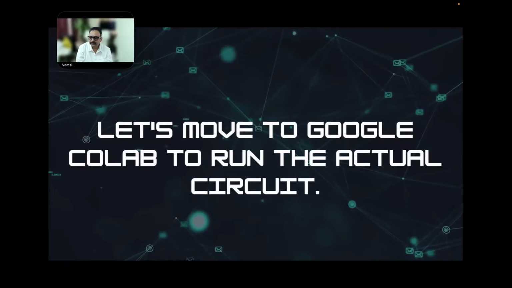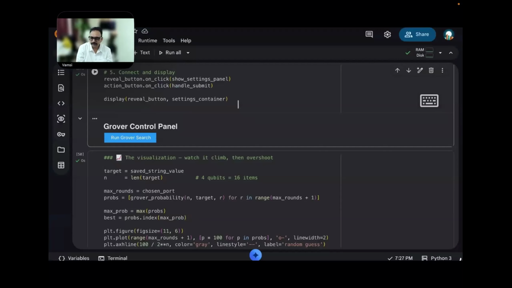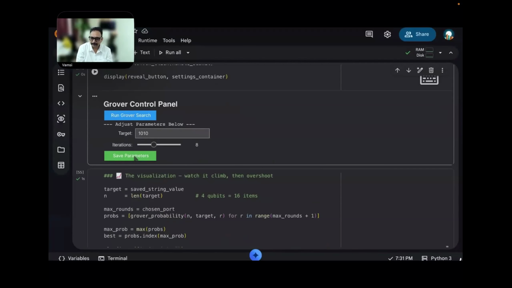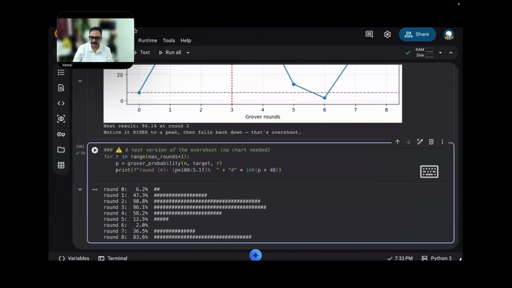Now that we have the theory down, let's jump over to Google Colab and run the actual circuit. Once in Colab, we enter the target value we are searching for and the calculated number of iterations. With those set, we can execute the circuit. This graph plots success probability on the y-axis against the number of iterations on the x-axis. The red dotted line marks the optimal point where constructive interference maximizes the target state's amplitude before it begins to overshoot. Here's a simple histographic representation of the same.